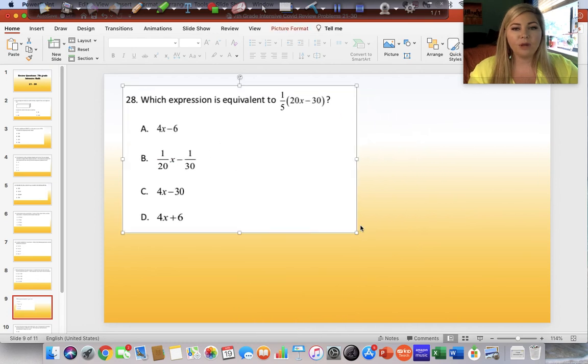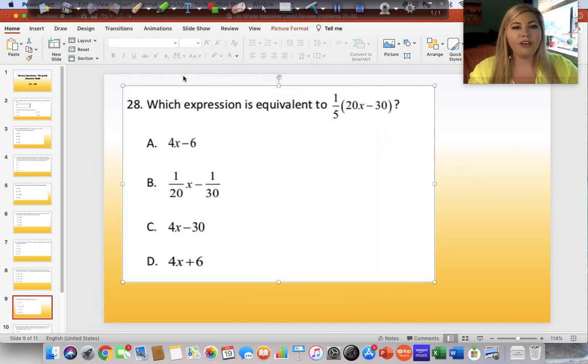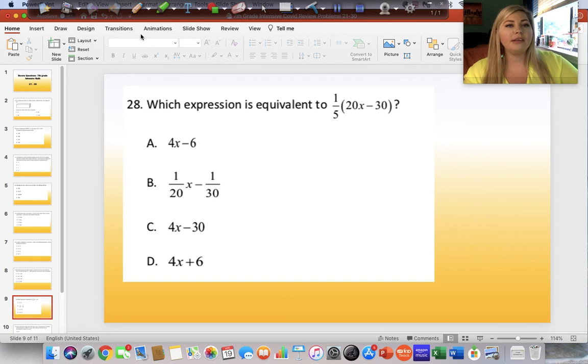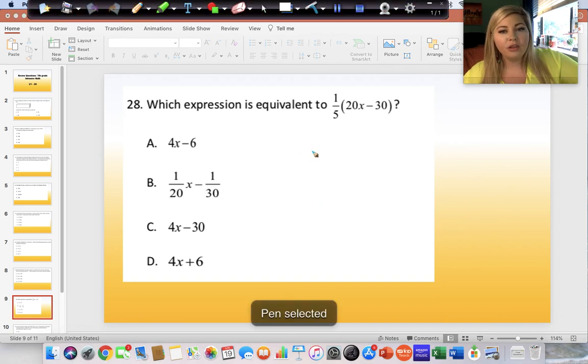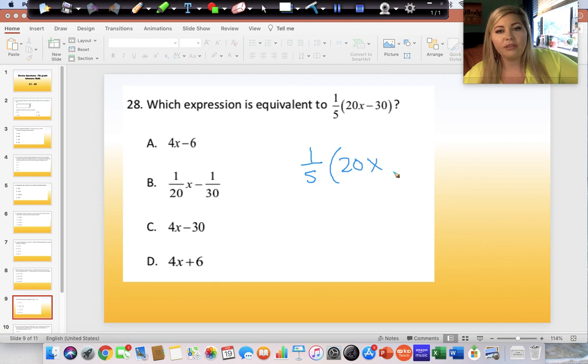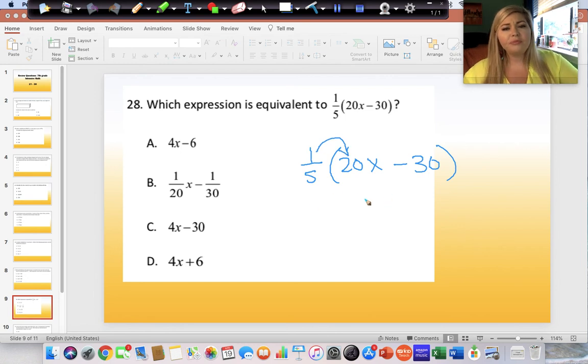Okay, it says, which expression is equivalent to 1/5 times 20x minus 30? So we are just using the distributive property here to distribute the 1/5 to the 20x and to the negative 30. 1/5 times 20, we're just simply dividing here. Because there's a 1 on top, we're simply just dividing 20 divided by 5. So 20 divided by 5 gives us 4, and don't forget our x, our variable that goes with it.